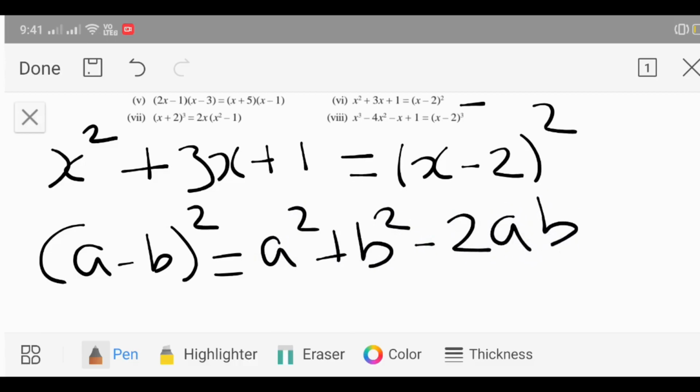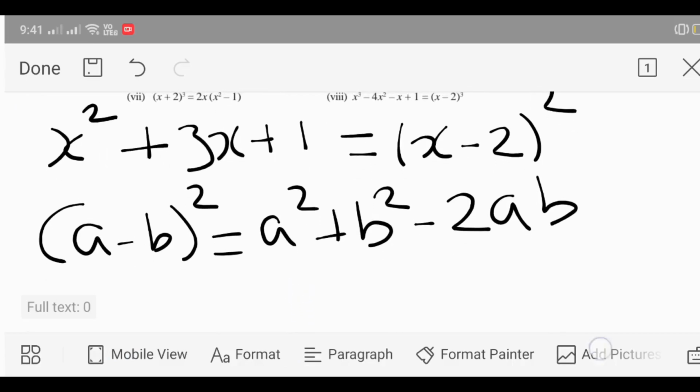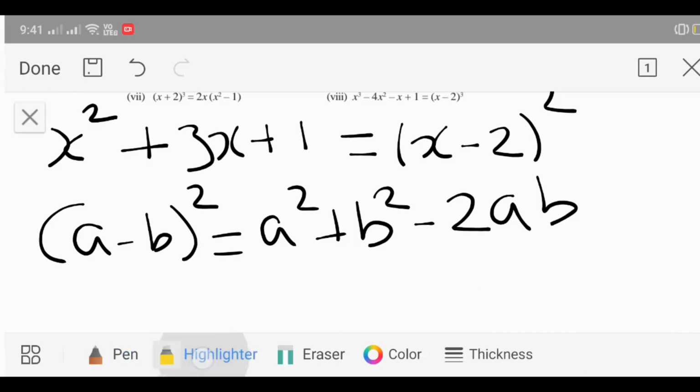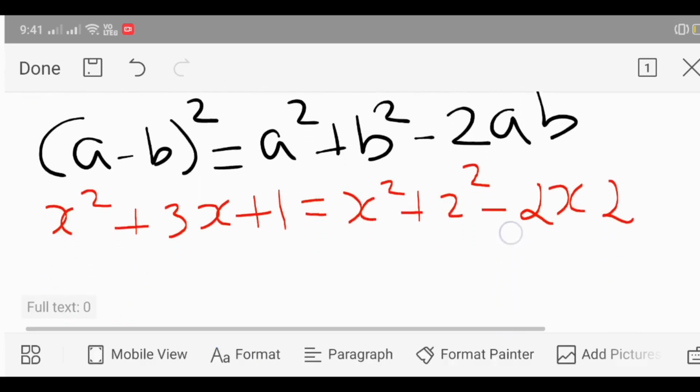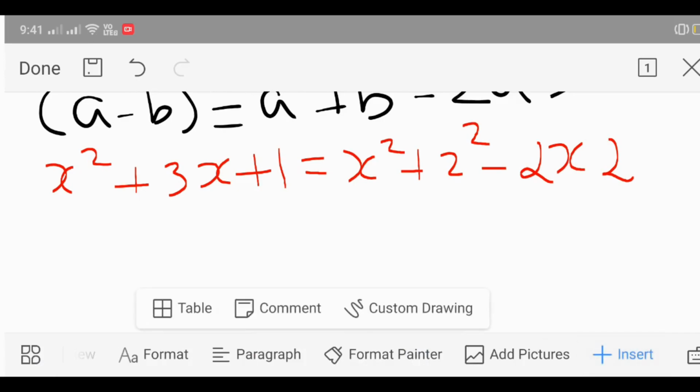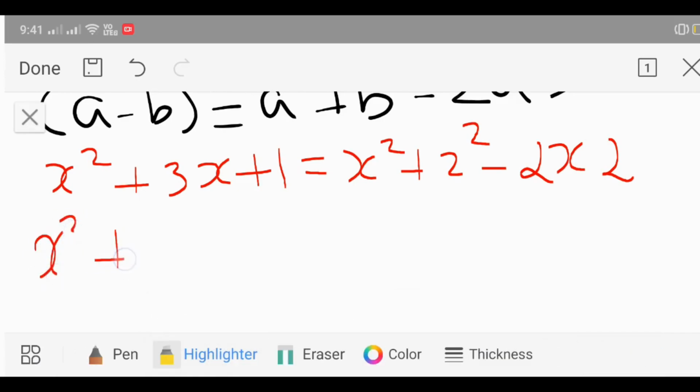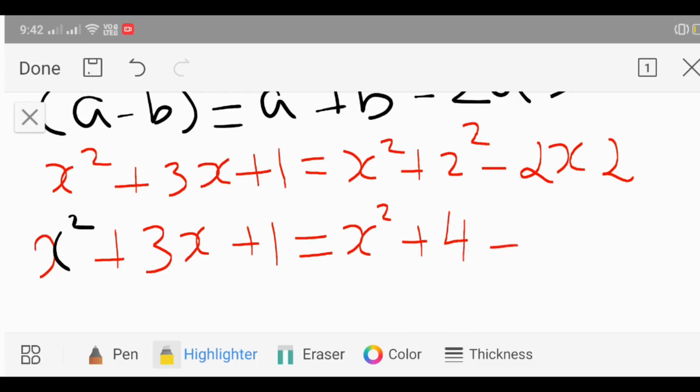So now I am going to expand the right side. The left side is as usual, we need to write it, nothing to change on the left side. On the right side, a square means x squared, b square means plus 2 squared, minus 2 into a into b. So what answer do we get now? x squared plus 3x plus 1 equals x squared plus 4 minus 4x.